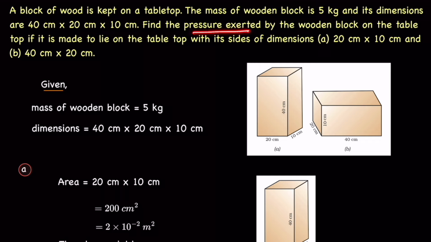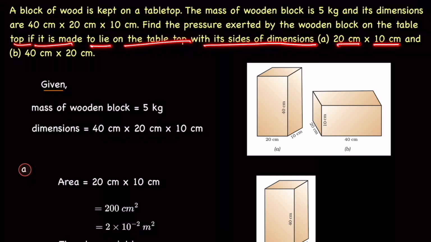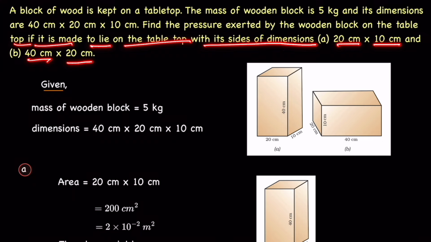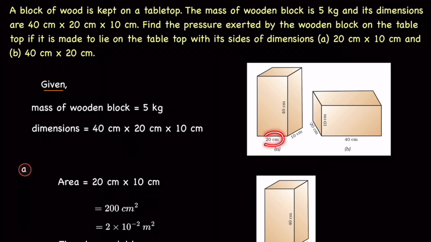So find the pressure exerted by the wooden block on the tabletop if it is made to lie on the tabletop with its sides of dimension 20 centimeter into 10 centimeter and 40 centimeter into 20 centimeter. So in this question, we have the same wooden block, but its surface touching the tabletop is changing. In the first case, it is 20 centimeter into 10 centimeter. And in the other case, 40 centimeter into 20 centimeter. So we know that when the area changes, the pressure will also change.